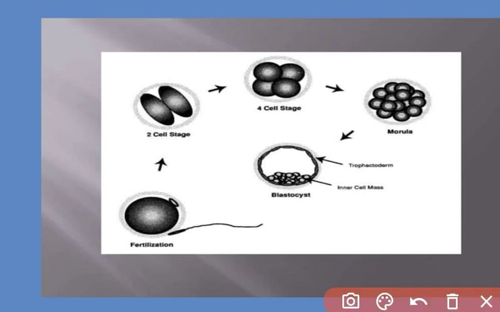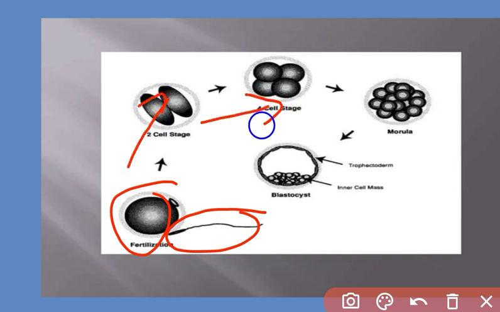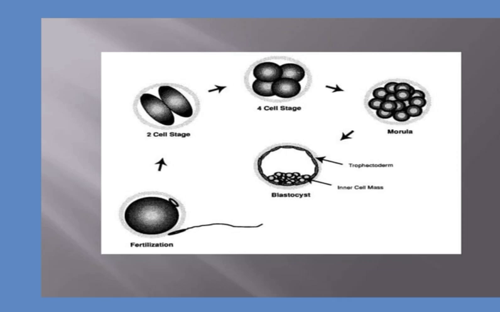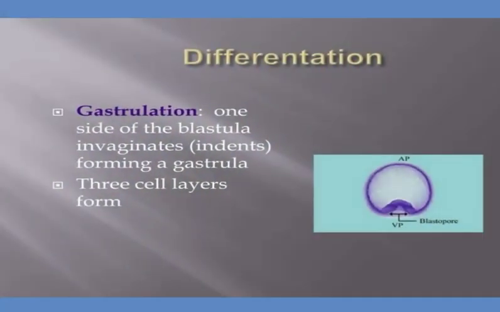Here, after the fertilization of an egg cell by a sperm, a zygote is formed, known as fertilization. Then the zygote becomes an embryo: 2 cell stage, 4 cell stage, morula, and the blastocyst, and this blastocyst having a blastopore to a vegetal pole.